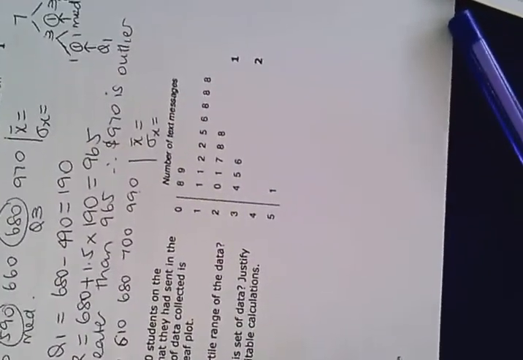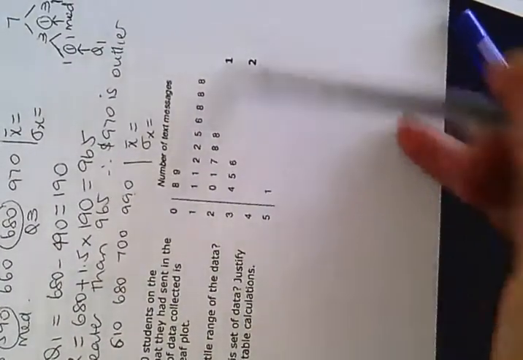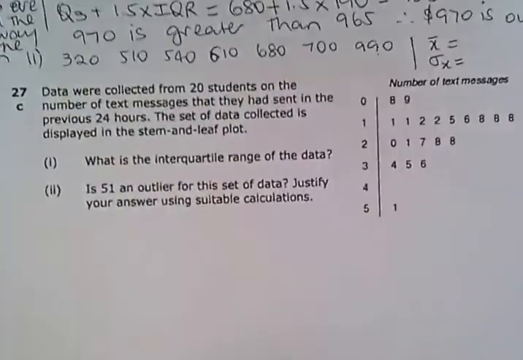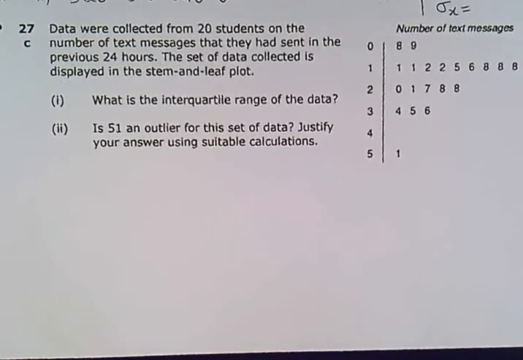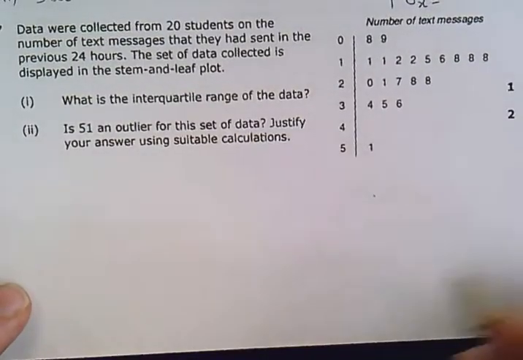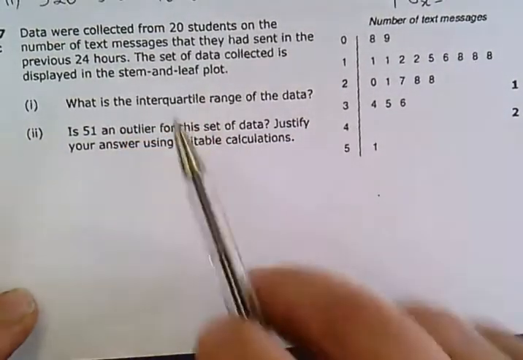Positively or negatively skewed? Yeah, start on a positive note. You can write that down if you feel like it. So it's positively skewed. What's the interquartile range, and is 51 an outlier? Yes. How can you be sure? How many bits of data is there?